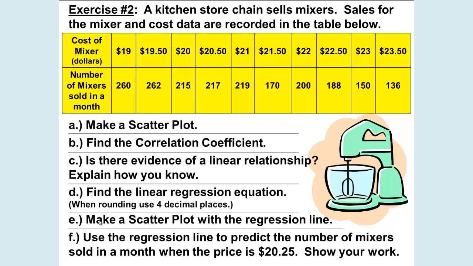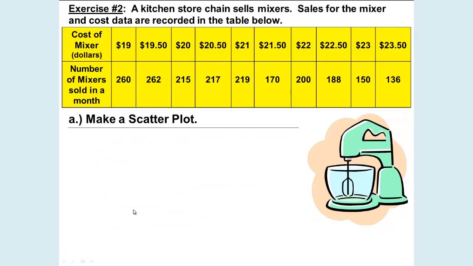So the costs of the mixers are $19, $19.50, $20, $20.50, $21, $21.50, $22, $22.50, $23, and $23.50. The number of mixers sold in a month is 260, 262, 215, 217, 219, 170, 200, 188, 150, and 136. First, we will make a scatter plot.